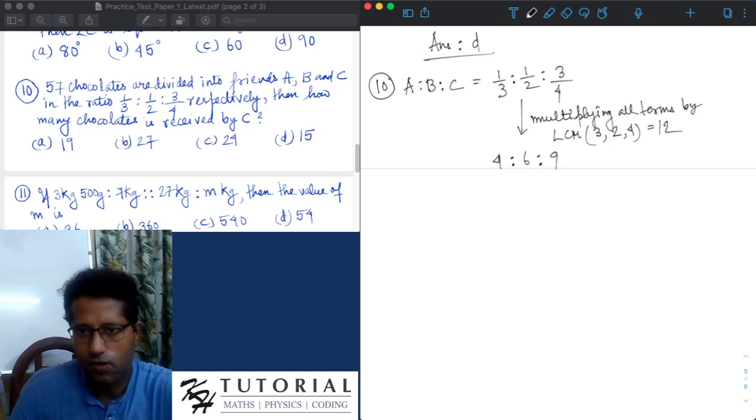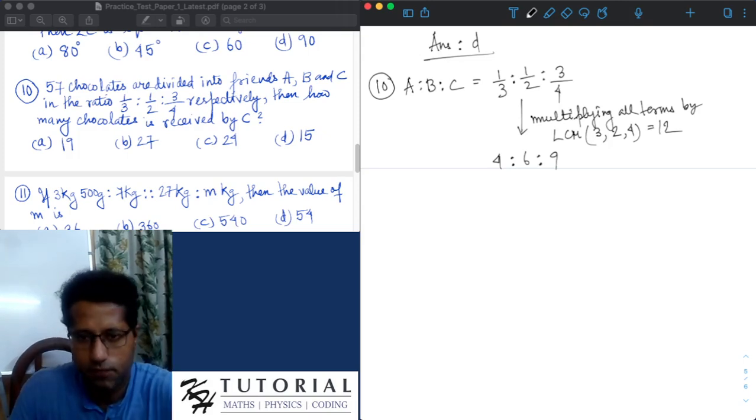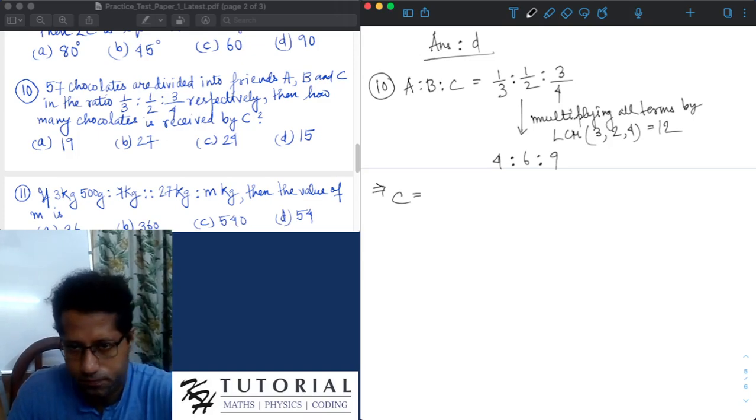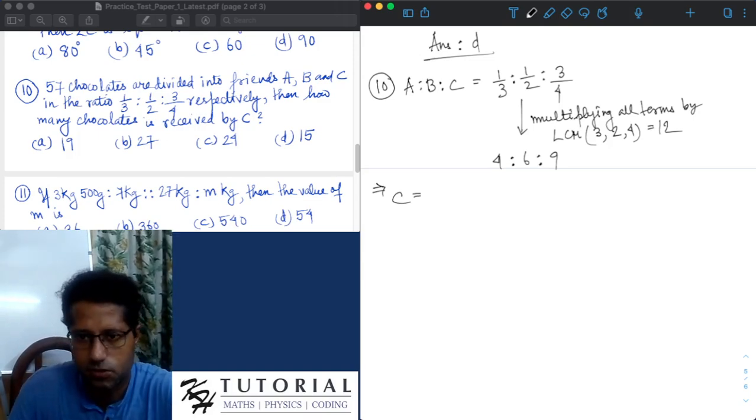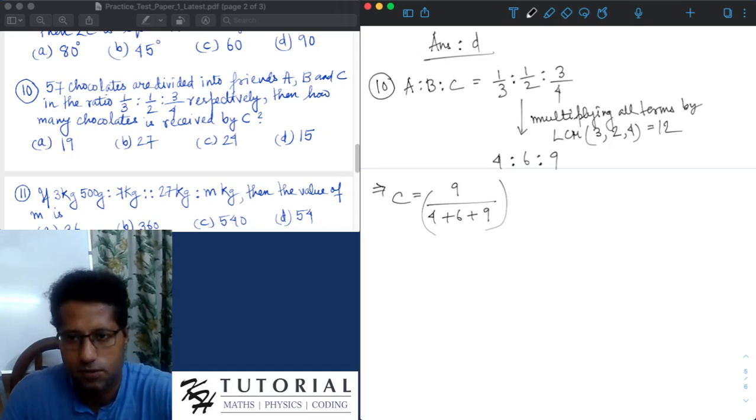Now you can always apply the formula. If A is to B is to C is given, some ratio is given, and if you know the value of A plus B plus C, then we can always say C will be equal to its corresponding term in the ratio, that is 9, divided by the sum of all the terms in the ratio, which is 4 plus 6 plus 9, into the total quantity, that is A plus B plus C, which is given to be 57.